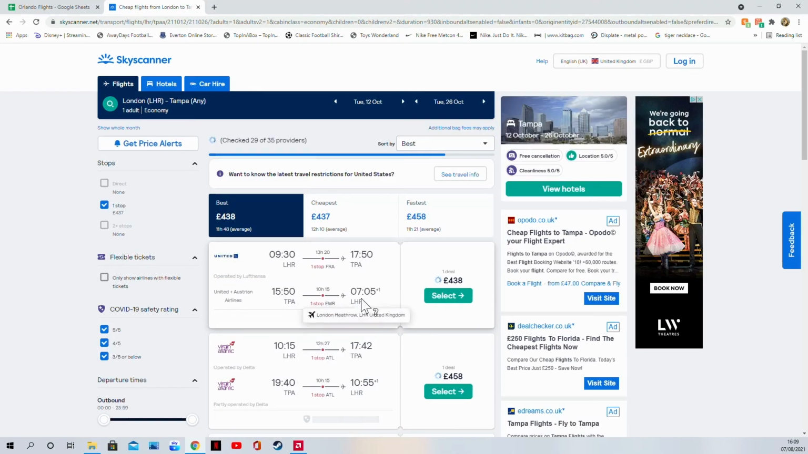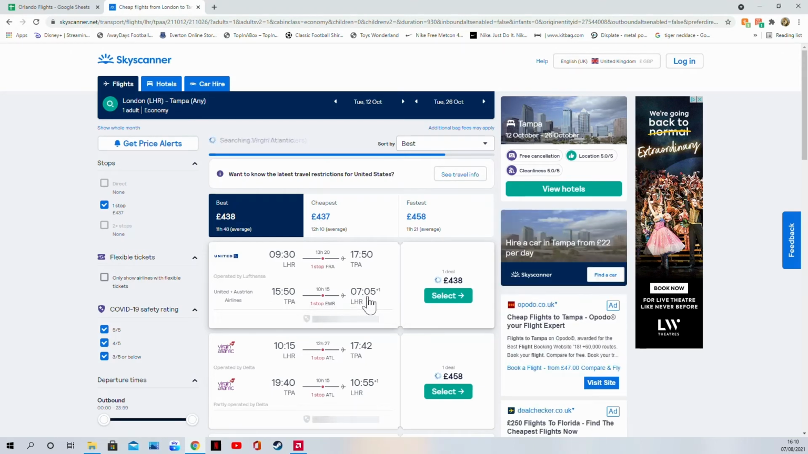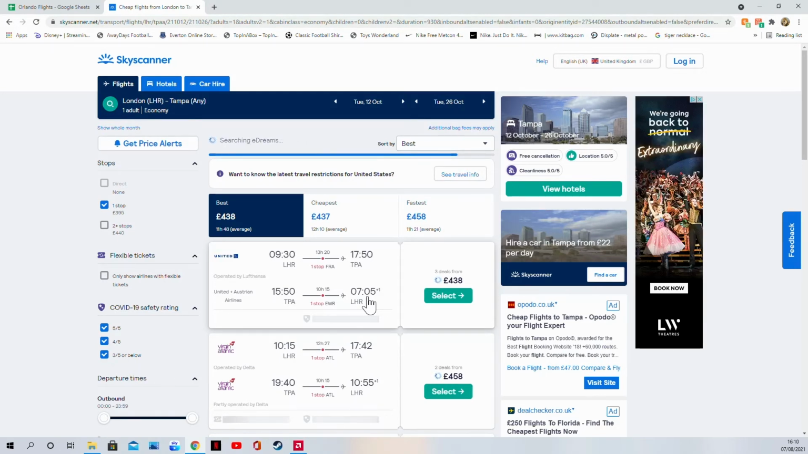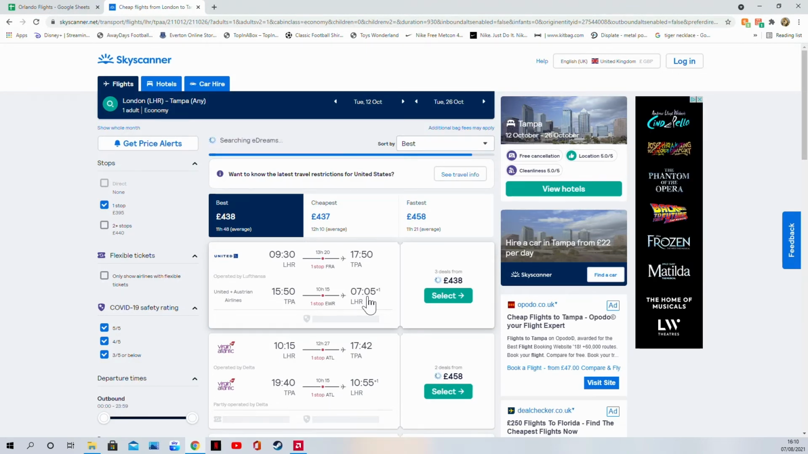So the vast majority of these now, you only get 10 kilograms of hand luggage, and you don't get any hold luggage unless you pay more again. And a lot of the companies will charge you something like £85 per flight for luggage now to put it in the hold, which can be quite a lot.